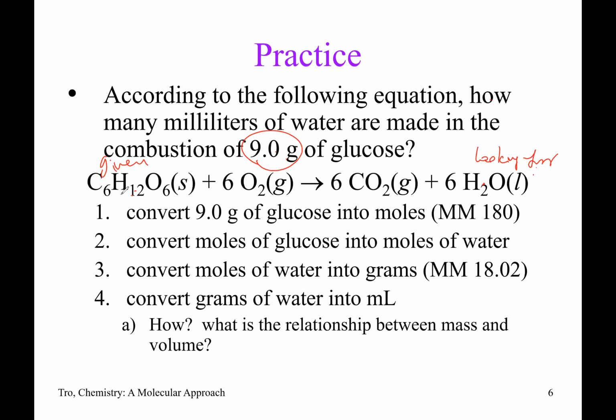Okay, so remember the ratio here is 1 to 6 because you need that ratio. And in order to go from mass of glucose to moles of glucose, what do we need? We need the molar mass for this. The molar mass for glucose is 180. It's given here, but if you don't believe it, just add 6 carbon, 12 hydrogen, and 6 oxygen together. It gives you 180. So we start with 9 grams.